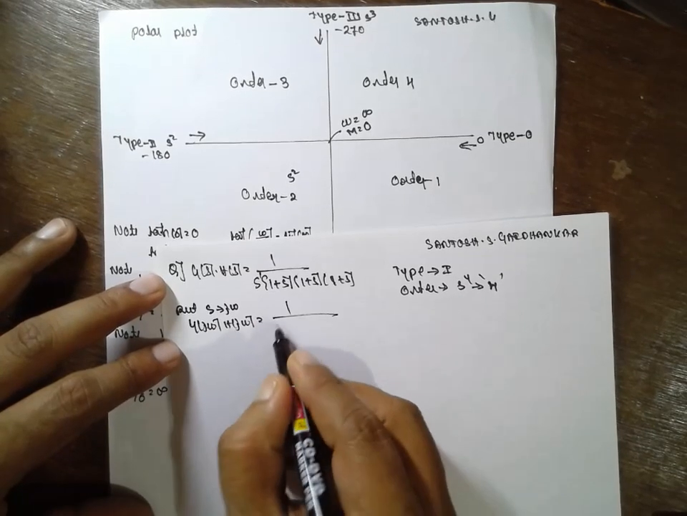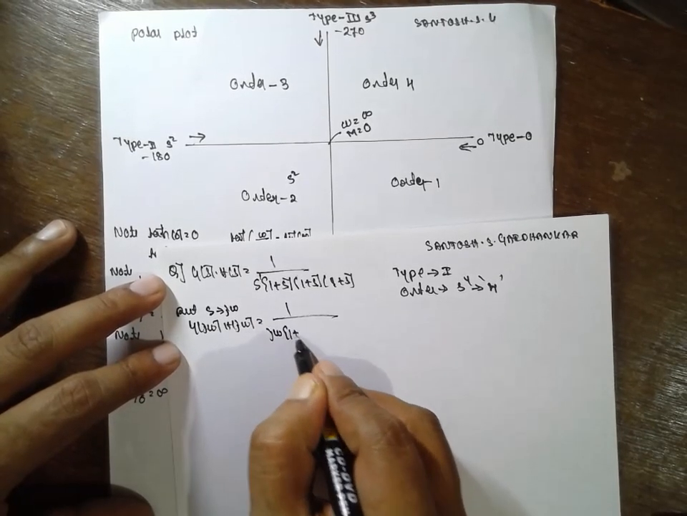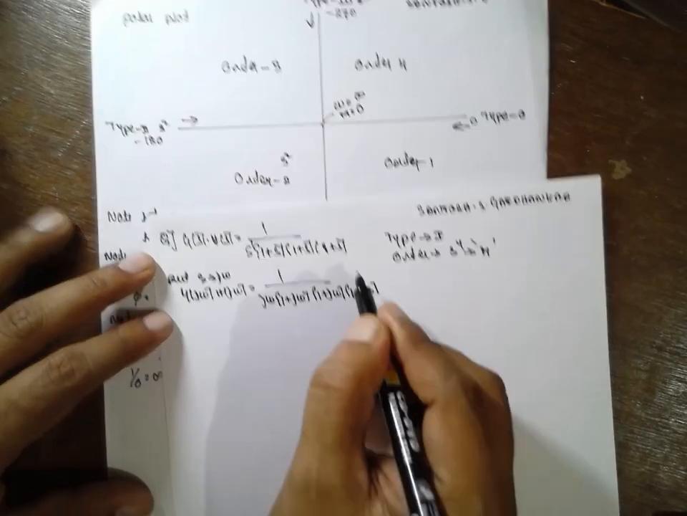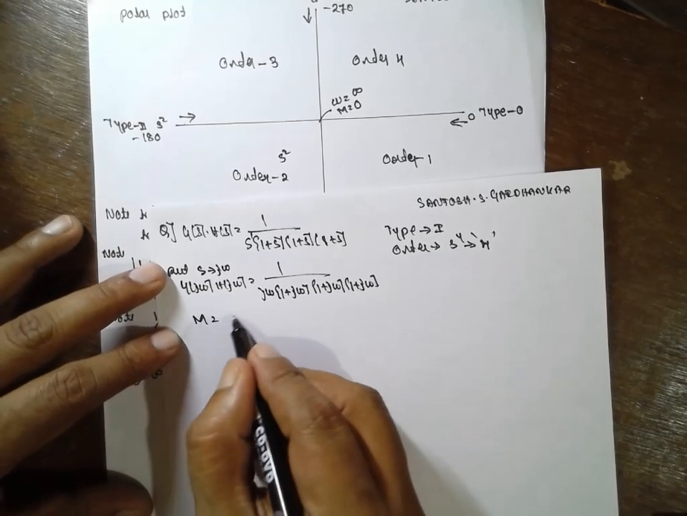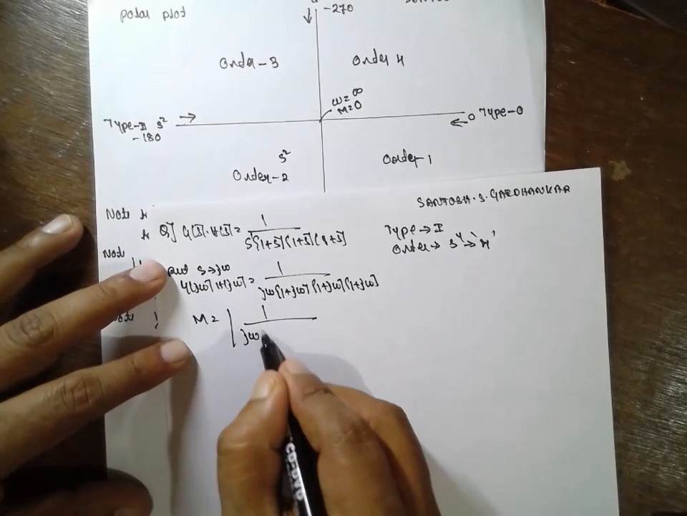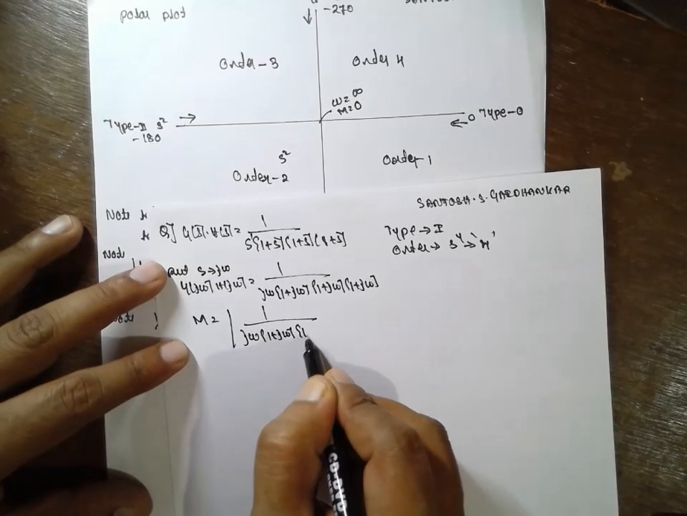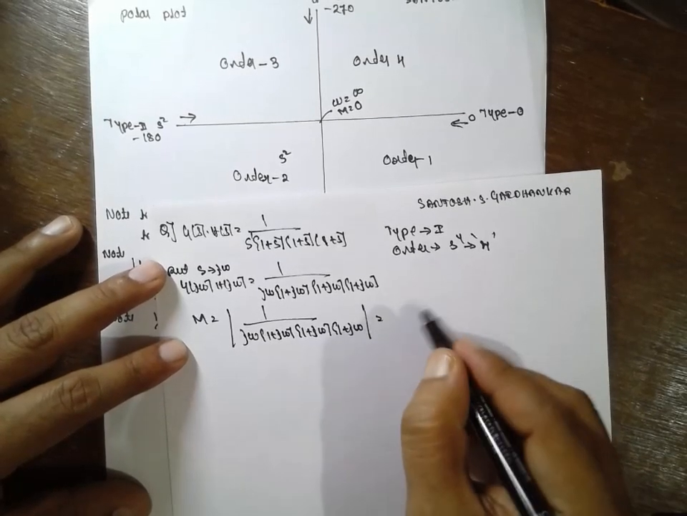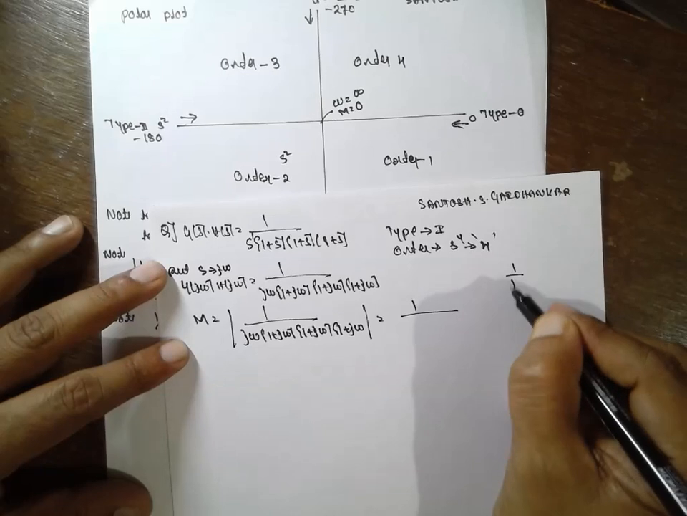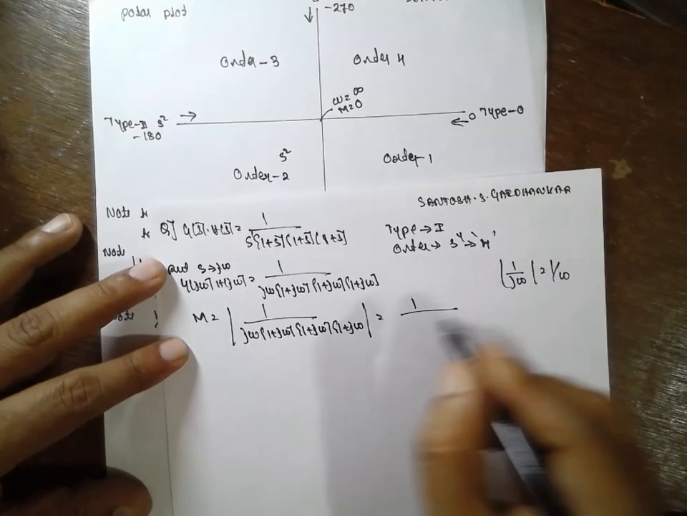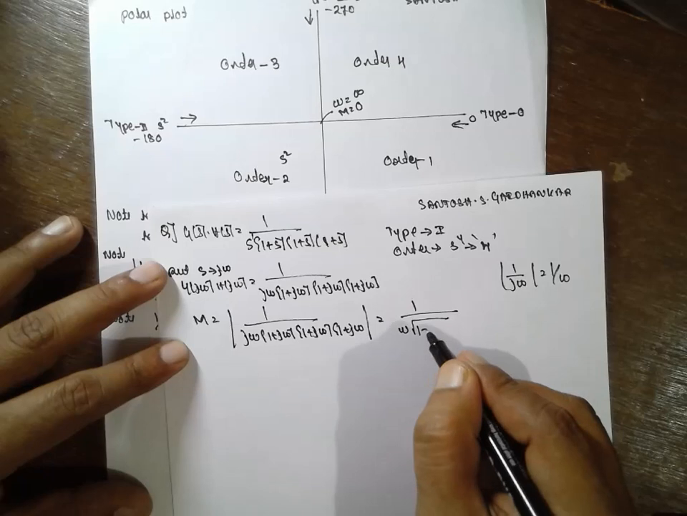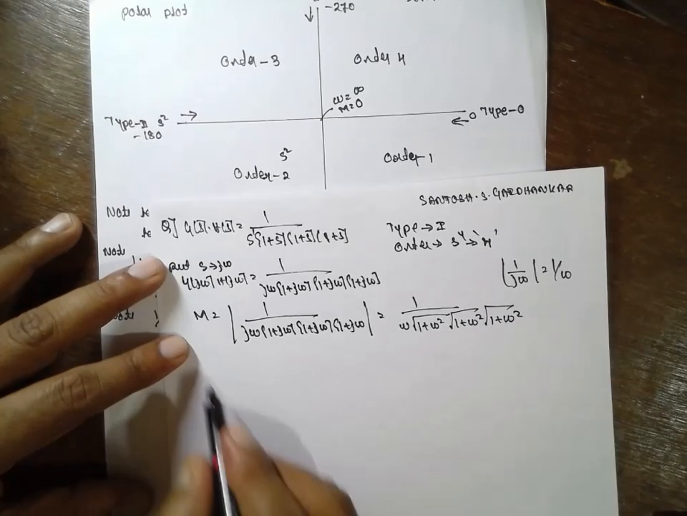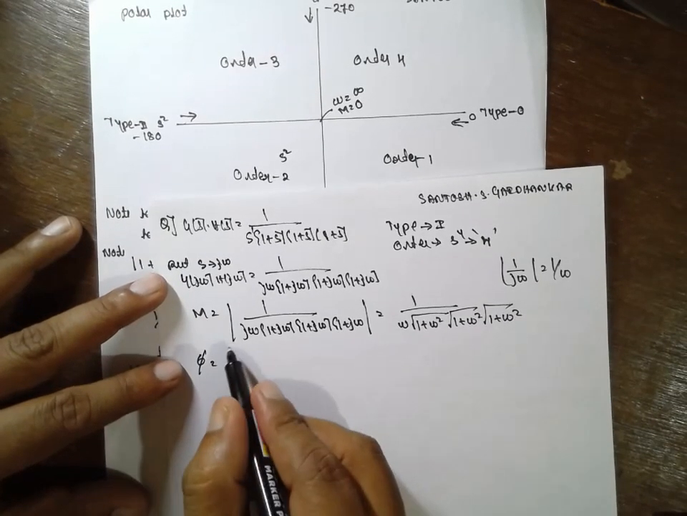G(j omega) H(j omega) is 1 divided by j omega (1 plus j omega)(1 plus j omega)(1 plus j omega). For magnitude, it is 1 divided by omega, root of 1 plus omega square, into root of 1 plus omega square, into root of 1 plus omega square.